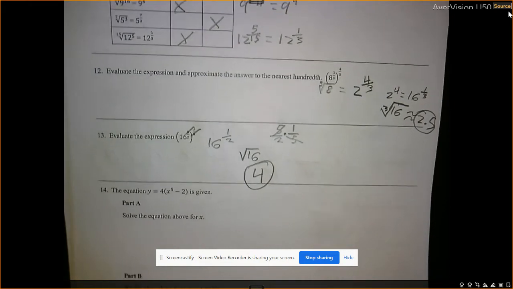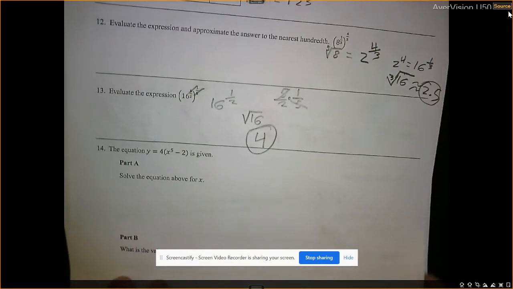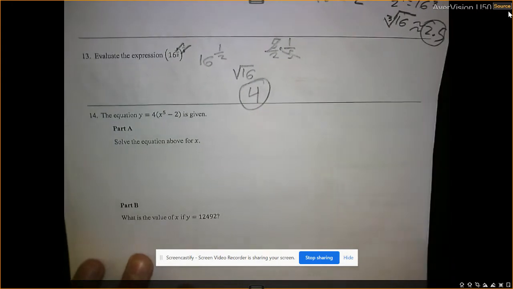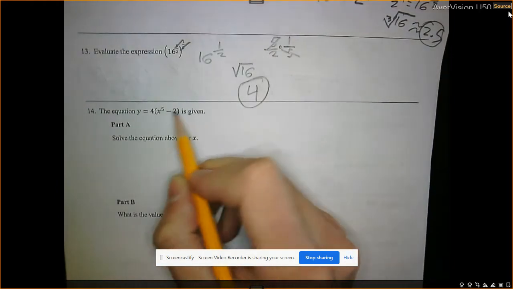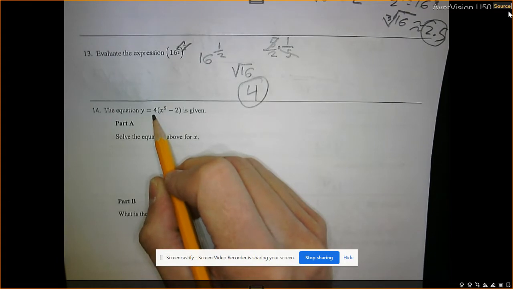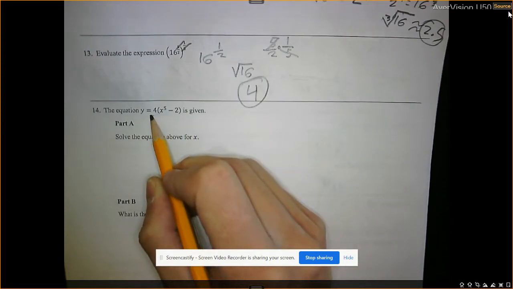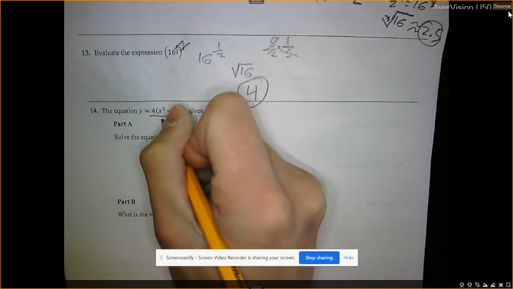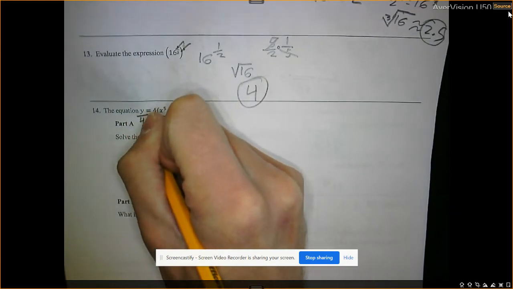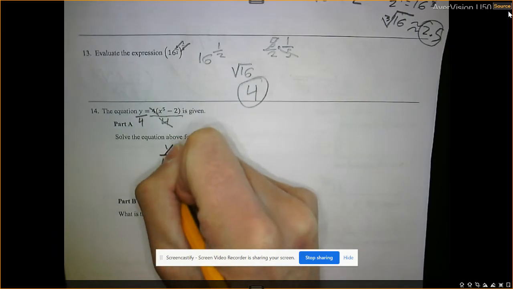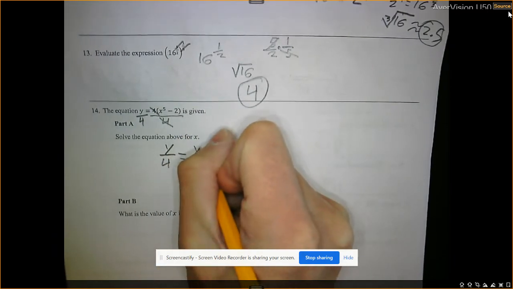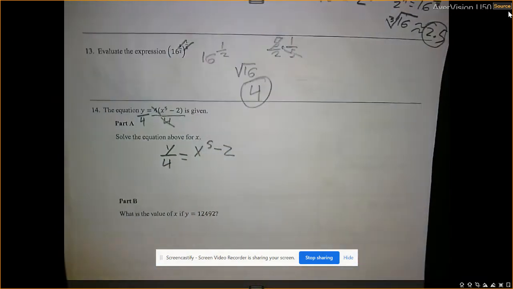Lastly, going down to number 14, it is our final one, so we're going to have plenty of time to spare here, which is good. Solve the equation above for x. Well, the first thing you have to do to start getting x alone is get this 4 away, so you have to divide both sides by 4. When we do that, that gives us y over 4 equals x to the 5th minus 2.